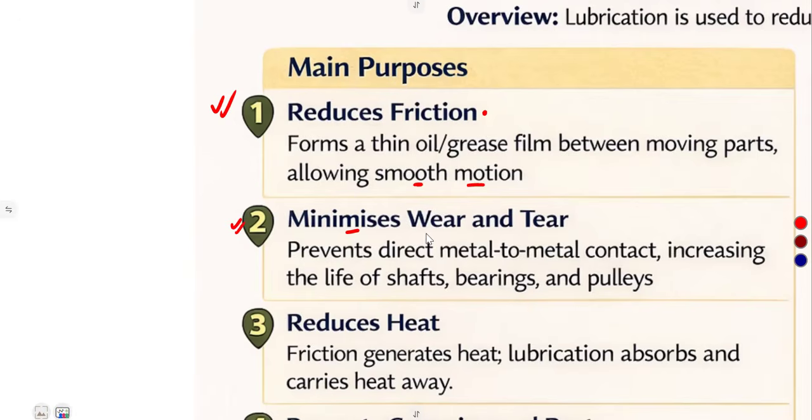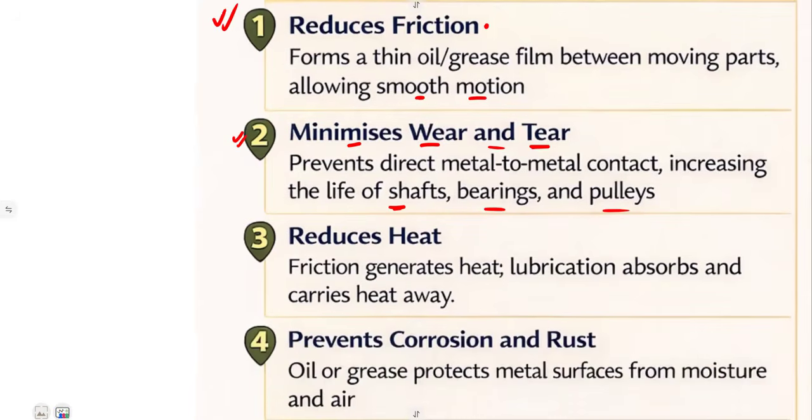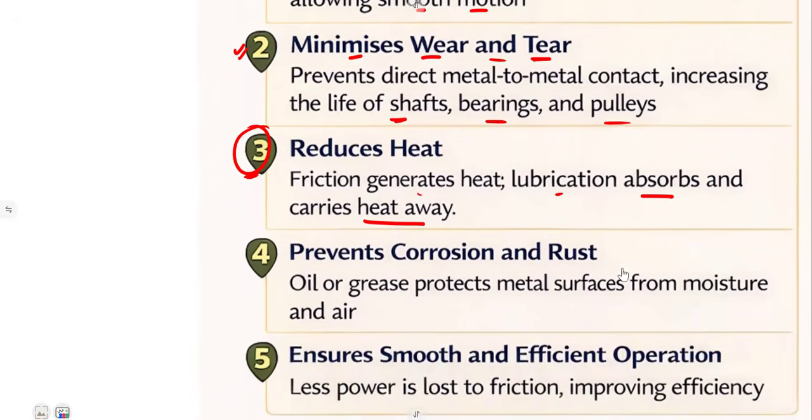It minimizes wear and tear. We talked about this. It prevents direct metal-to-metal contact, increasing the life of shafts, bearings, and pulleys. And also it reduces heat. Friction generates heat; lubrication absorbs and carries heat away. You see, as there's friction, there'll be heat, so lubrication is there to reduce it.